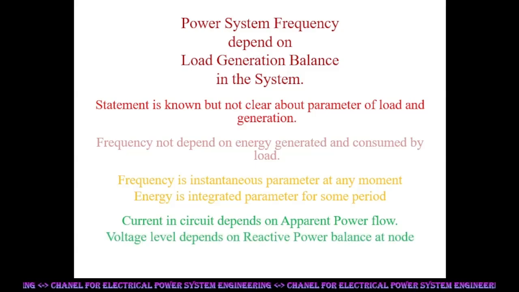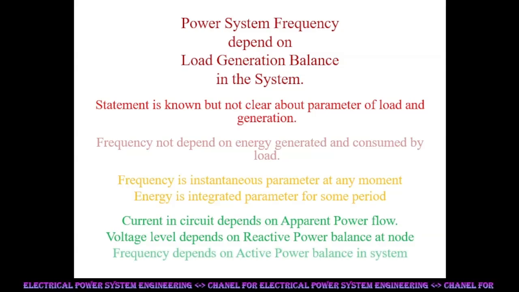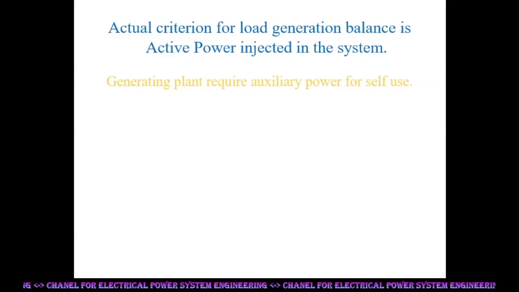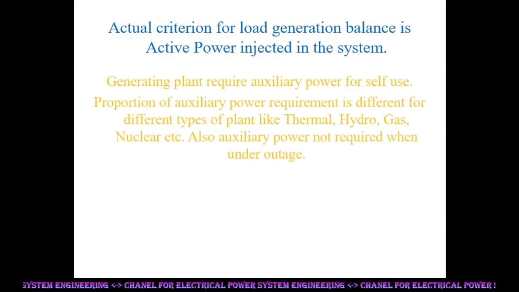However, current in a circuit depends on apparent power flow. Voltage level depends on reactive power balance at a node. Frequency depends on active power balance in the system. So now the talk is about active power because the discussion is for frequency. The actual criterion for load generation balance is active power injected in the system.